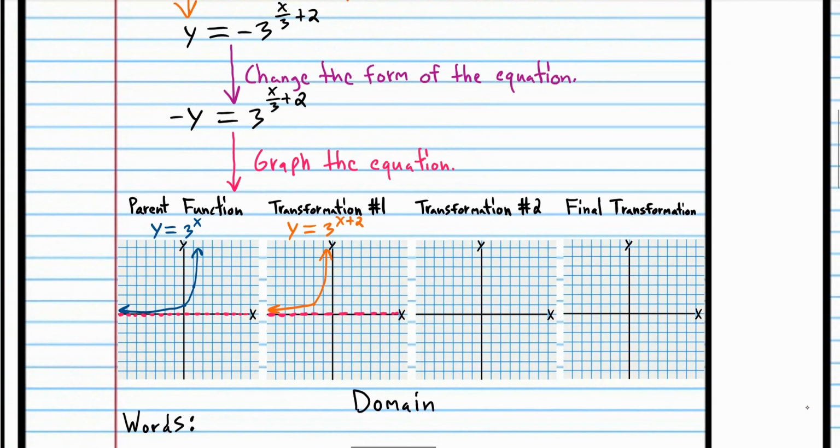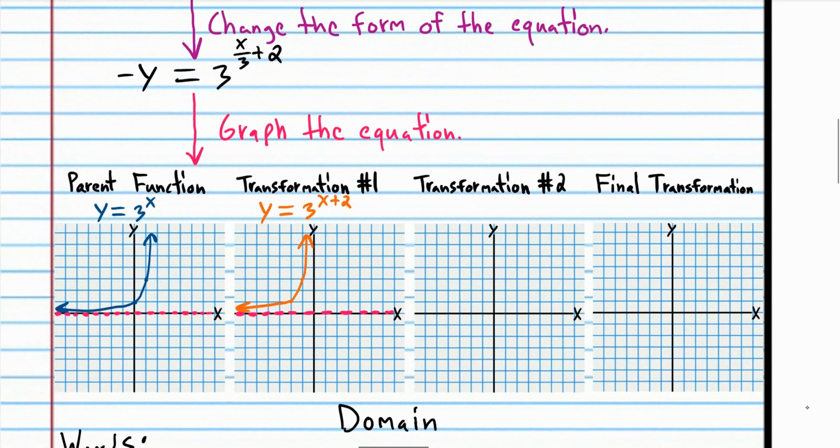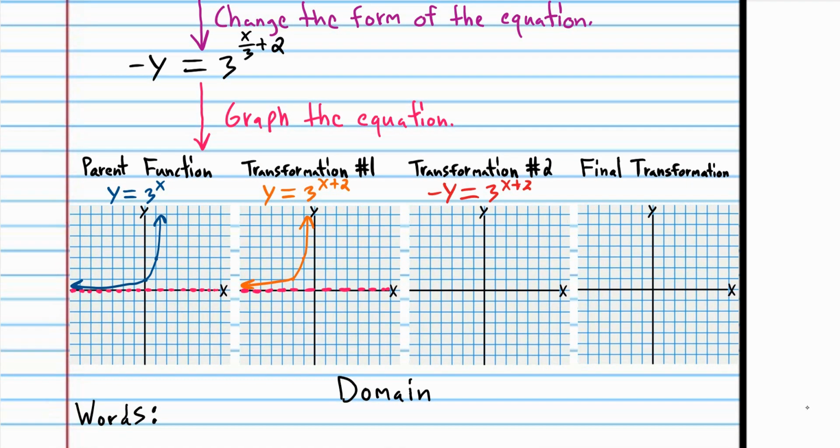And so now we're going to reflect. Again, we're trying to graph this equation here. We're going to replace y with negative y. So that reflects the graph across the x-axis, which does not change the position of the asymptote. And we get the following graph.